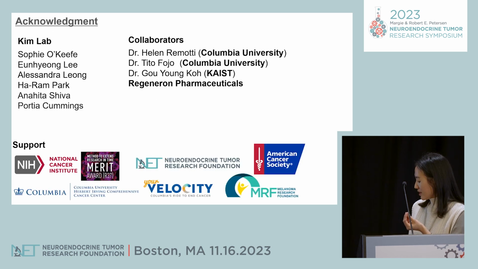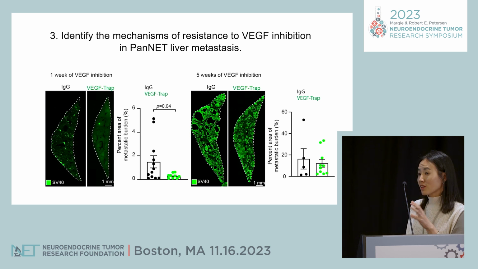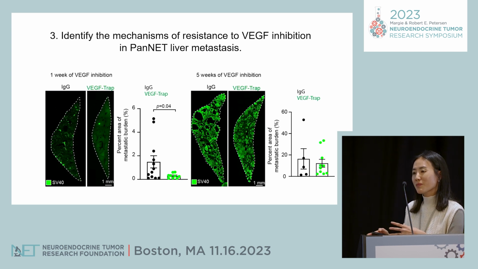So here we found that in the liver, when we did VEGF inhibition for 1 week, we found a dramatic effect in terms of the liver met burden, but also vascular density. However, when we extended our treatment over 5 weeks, we see a rebound in angiogenesis and liver metastatic burden, and we are trying to understand what's going on there, regarding also the immune aspect. So the SOPI is characterizing the endothelial and immune phenotypes for this project.